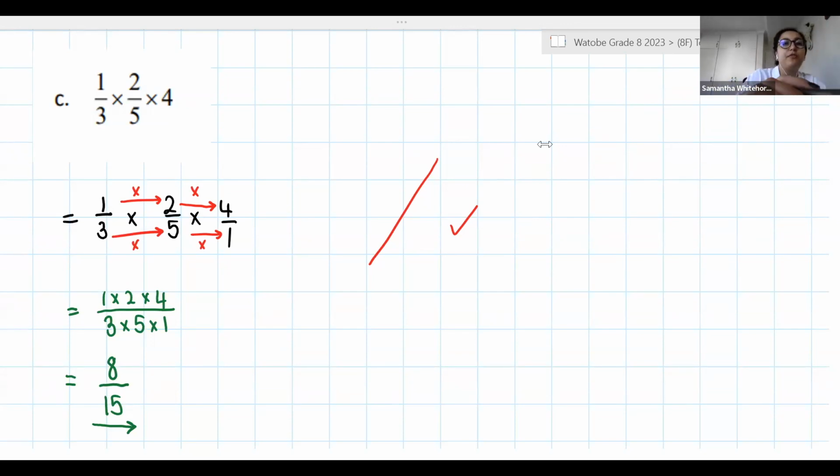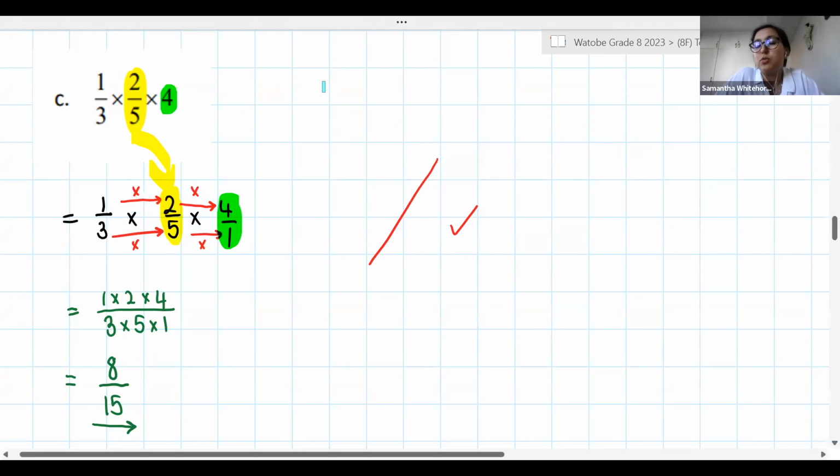Okay, so the 2 over 5 came from the original question. That was the original fraction that I had, so it's just me writing it down again. The 4 over 1 came from this 4 at the end here. Because that's a whole number, I always try to write it as a fraction so that when I eventually start multiplying, I have numbers in the numerator and I have numbers in the denominator. So the 4 over 1 just came from the 4, and the 2 over 5 was part of the question.